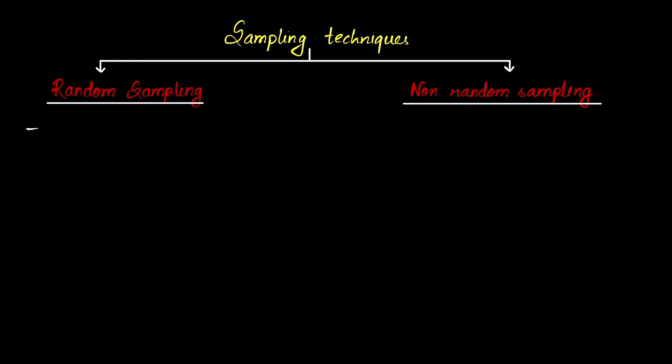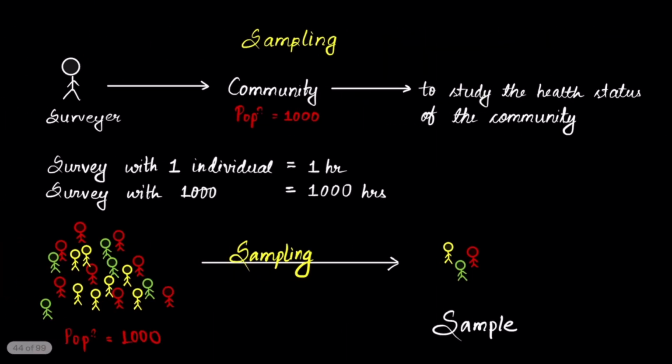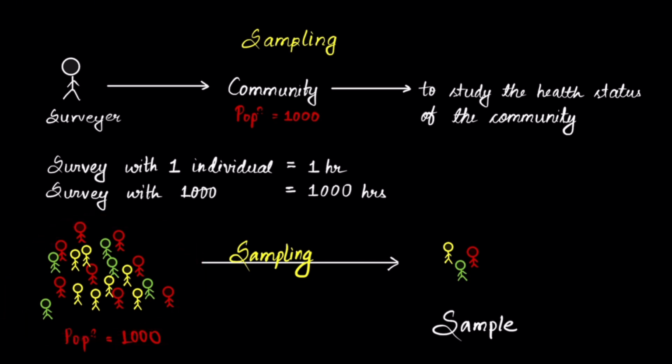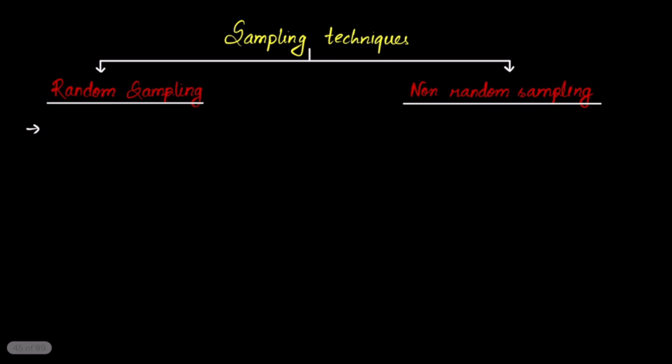In random sampling, each and every individual of the population has an equal probability of getting selected. That is, let's say in this particular community, the total population is 1000. That is, there are altogether 1000 individuals. Each and every individual has an equal probability of getting selected. That is a 1 out of 1000 probability. And that is why random sampling is also called probability sampling.